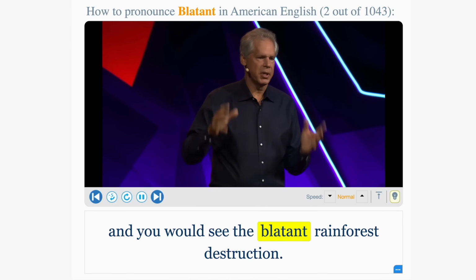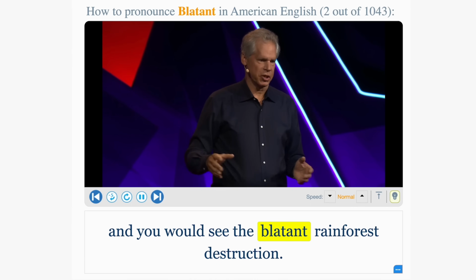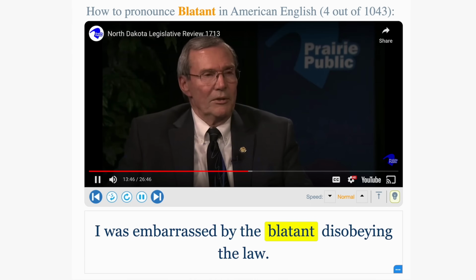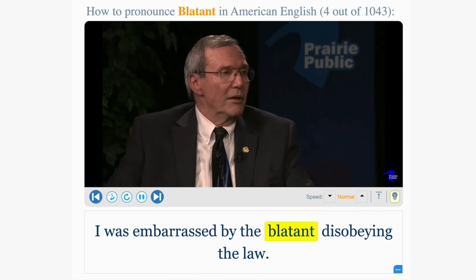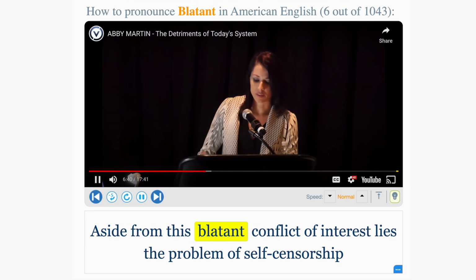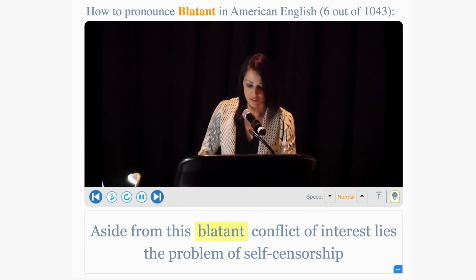You would see the blatant rainforest destruction. Reporting, I was embarrassed by the just blatant disobeying the law. Aside from this blatant conflict of interest lies the problem of self-censorship.